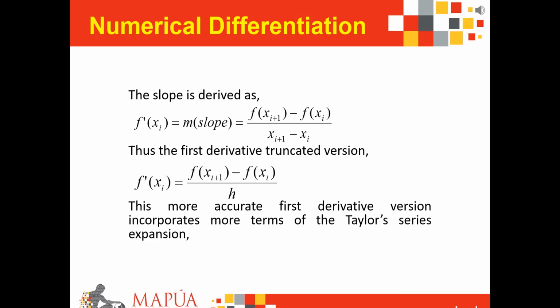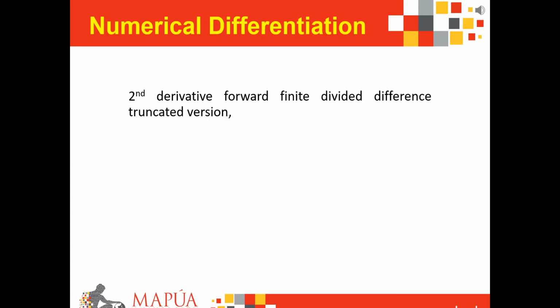The more accurate first derivative version incorporates more terms of the Taylor series expansion, giving you a first derivative equivalent to negative f(xi plus 2) plus 4 times f(xi plus 1) minus 3 times f(xi) all over 2h. The second derivative forward finite divided difference truncated version appears as f(xi plus 2) minus 2 times f(xi plus 1) plus f(xi) all over h squared.